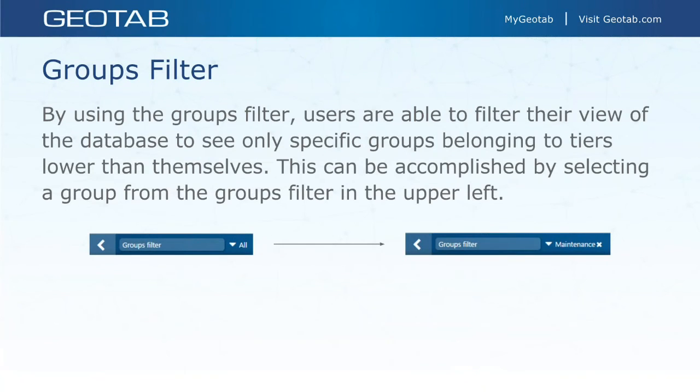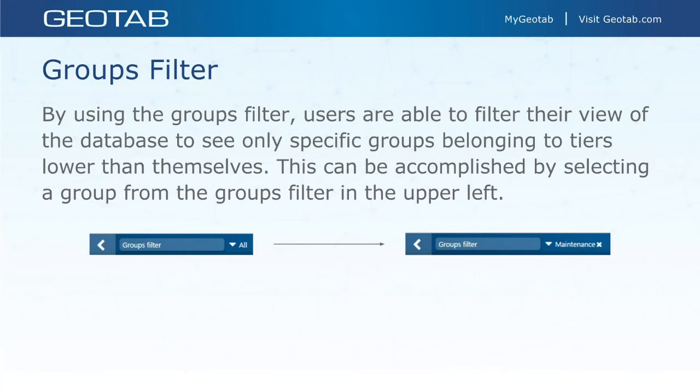You also have a tool in the database. So if you are just wanting to run a report ad hoc, or if you want to go to your map and only pull up vehicles in a specific location, or run a report for only a specific group, you can use the groups filter, and that's located in the upper left corner of your database. This lets you filter your view of the database to see only specific groups belonging to tiers lower than you.